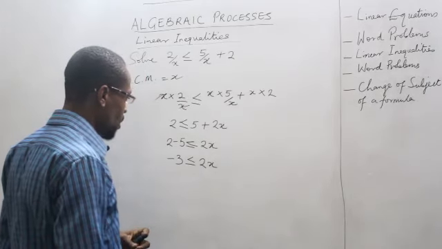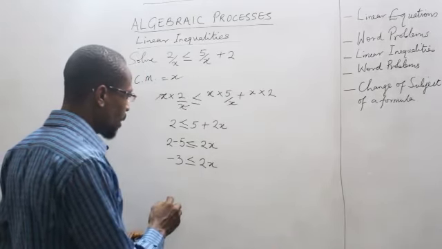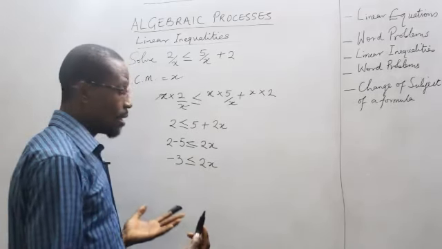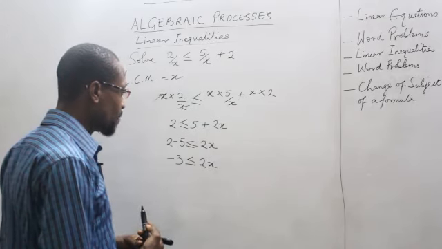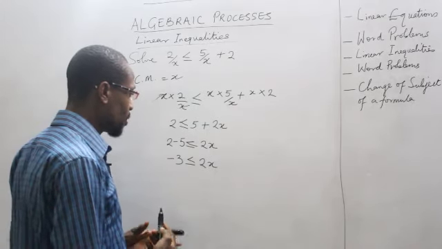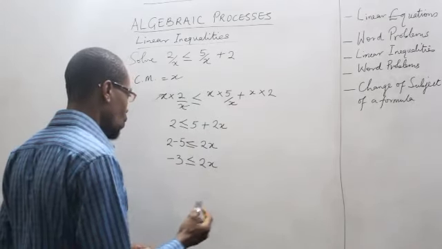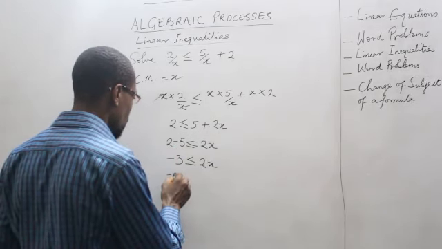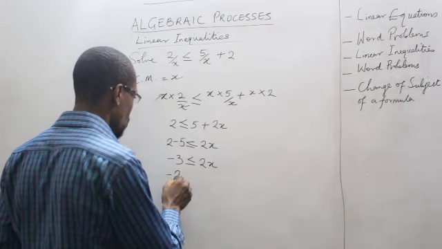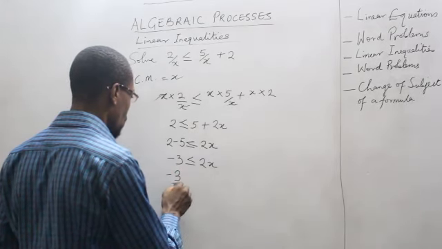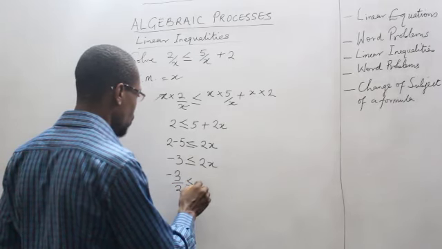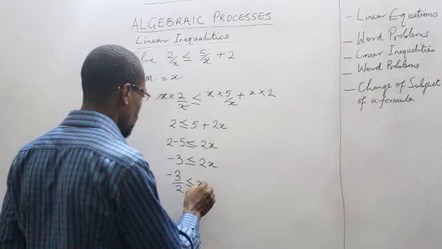Now we will have to divide both sides by 2 in order to leave x on one side of the equation. So we have that minus 3 over 2 is less than or equal to x.